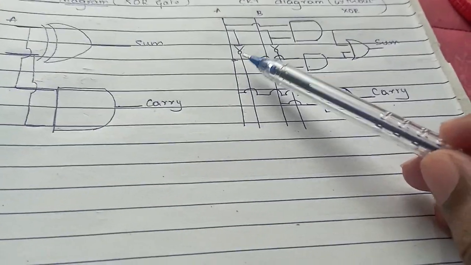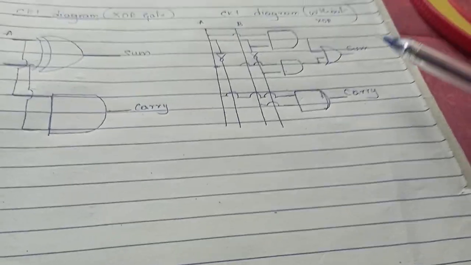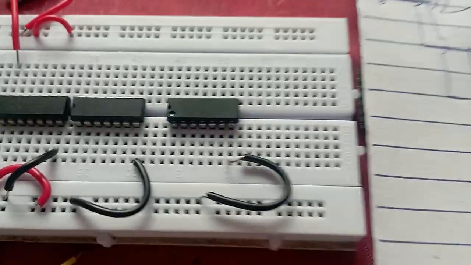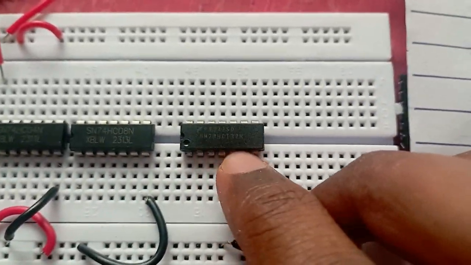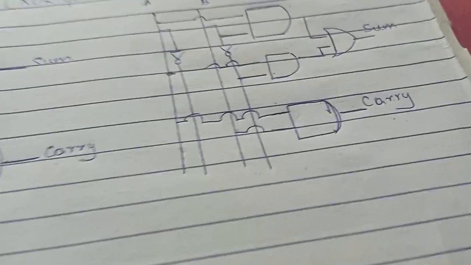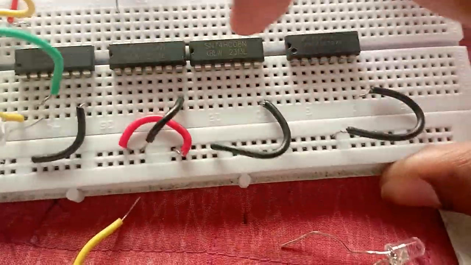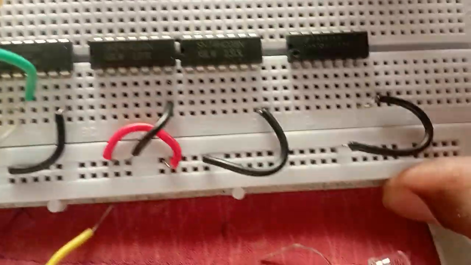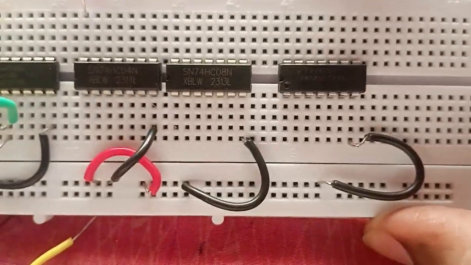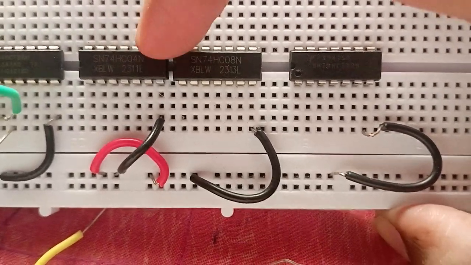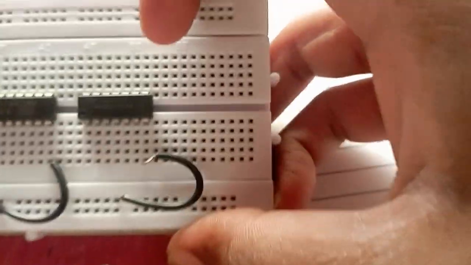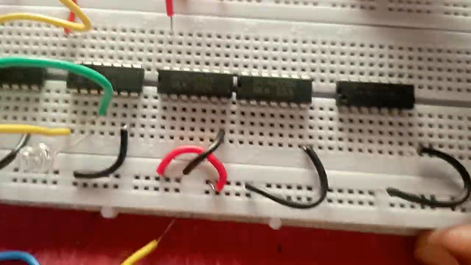First we need 3 AND gates that we are going to get from one IC, that is the IC number 7408, and we need 2 NOT gates, that is from 7404, and we need 1 OR gate, that is from 7432. Now let us connect according to this circuit. We need a total of 3 ICs. One is for NOT, one is for AND, one is for OR. You can see the IC numbers on the ICs: 7404 is NOT, 7408 is AND, 7432 is OR. These are the ICs I am going to connect.